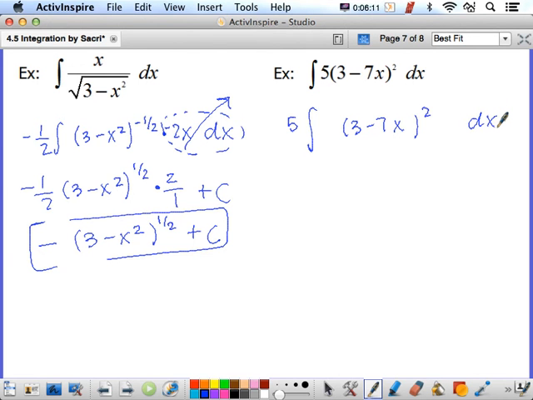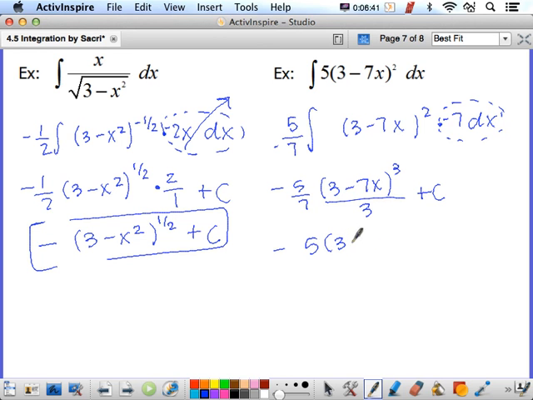So we need to make up a negative 7, so we'll multiply a negative 7 in. And normally what I would do is balance that with a negative 1/7, but do y'all understand that's the same as just dividing that 5 by negative 7? Yeah. Okay, so I'm just going to put a negative 7 over here. That will allow us to integrate. So we have negative 5/7, 3 minus 7x to the 3rd power, all divided by 3, plus c. And then you just clean them up. So negative 5, 3 minus 7x quantity cubed over 21. And if you want, you can leave the negative 5 over 21 out in front.